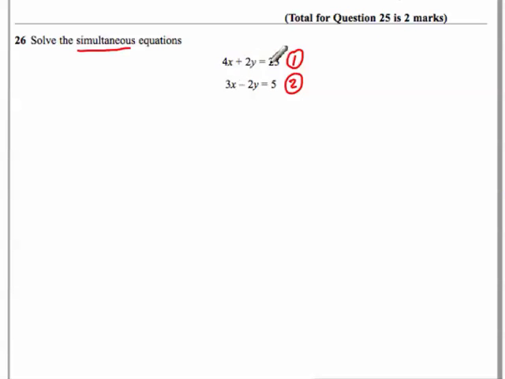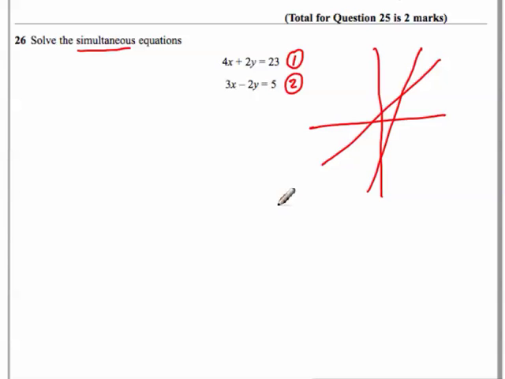Okay, this is one straight line equation, this is another straight line equation. Now, I don't know what they would look like, but let's just say that one of them looks something like this, and one of them looks like that. This is the y-axis, this is the x-axis. When we solve these simultaneously, what we're actually trying to find is this point here, where they cross. And that point there has an x-coordinate and a y-coordinate. So we need to find both of them.